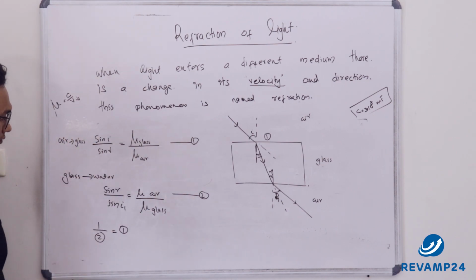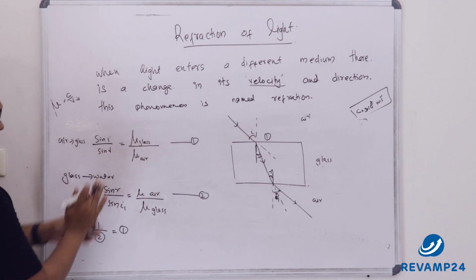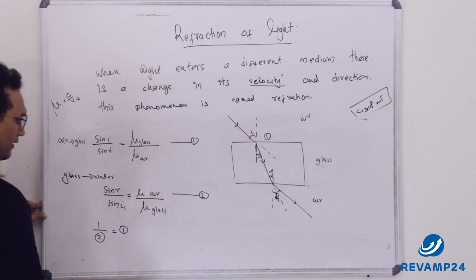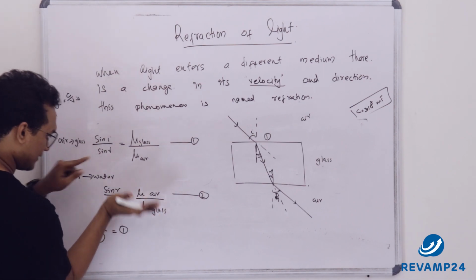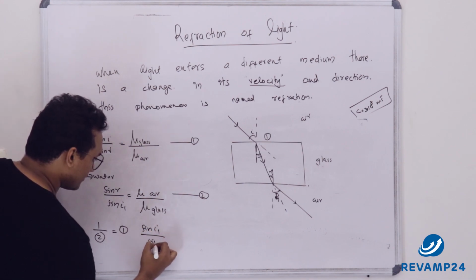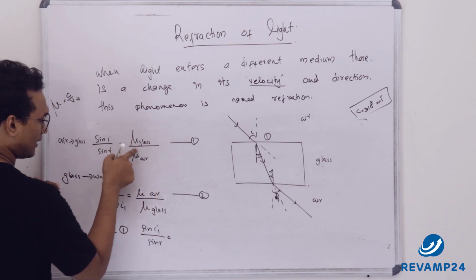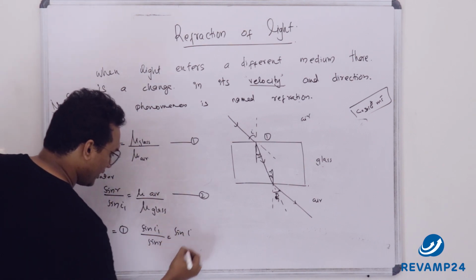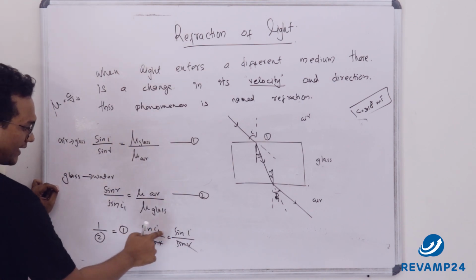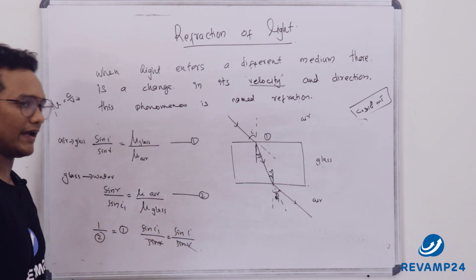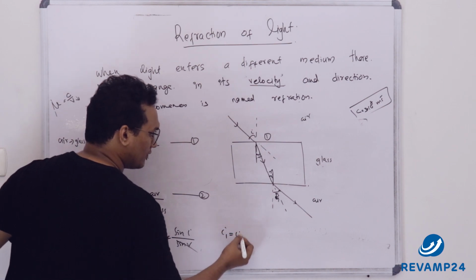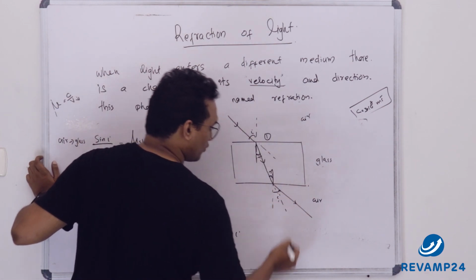Just take the inverse of this equation. This would become glass divided by air. So on taking the inverse, sin I1 divided by sin R is equal to glass divided by air itself. So sin I divided by sin R. So sin R will cancel, and sin I1 is equal to sin I. If the sin values of two angles are the same, then I1 is equal to I, which means these two angles are equal.